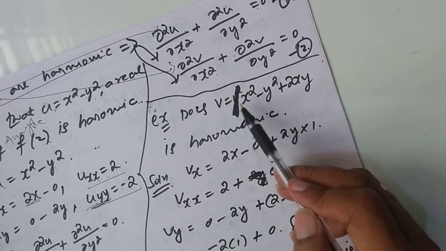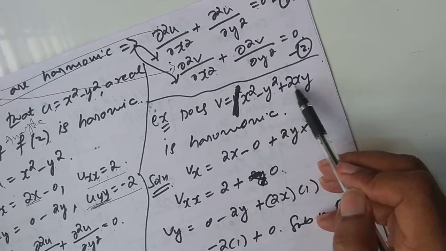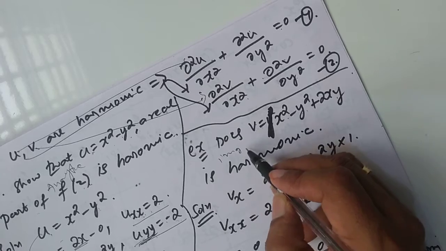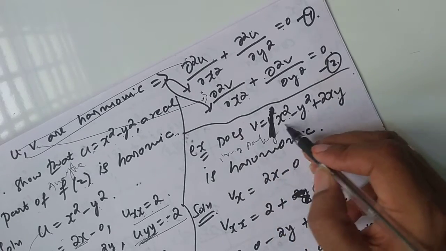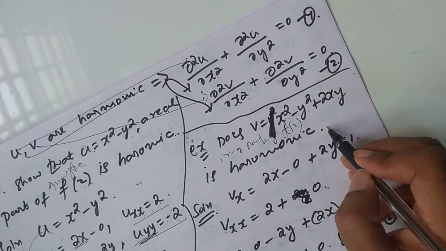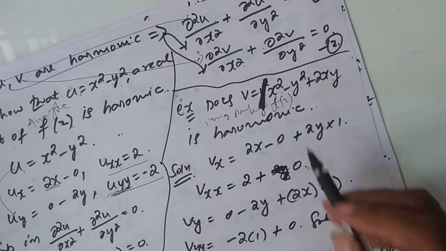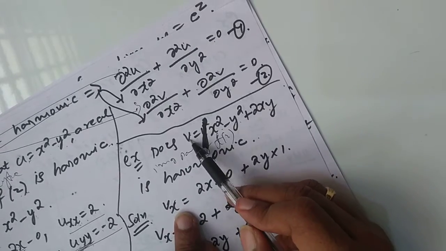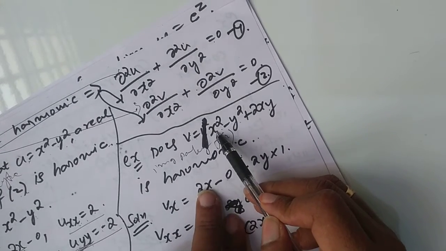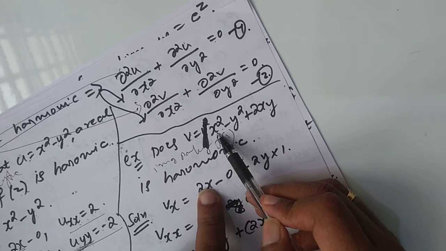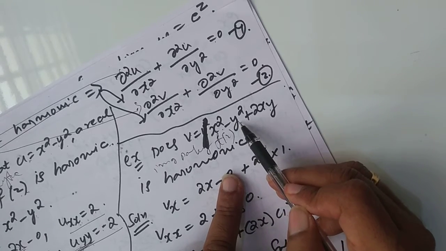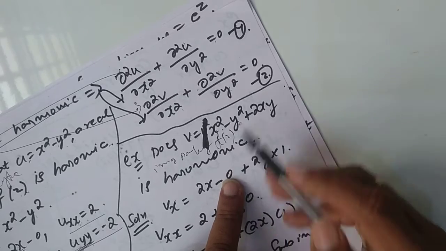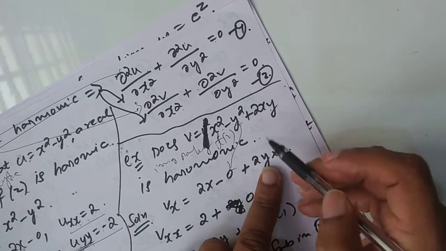So let us take another example. Suppose v is x squared minus y squared plus 2xy, the imaginary part of an analytic function. Is it harmonic? This is the question. So let us take v. From this v, I have to find vx. Let us differentiate with respect to x. With respect to x, x squared differentiation is 2x. With respect to x, y squared, y is constant. Therefore, differentiation of this constant is 0.